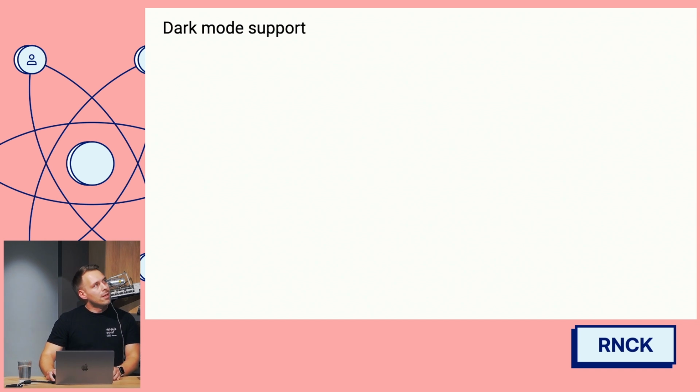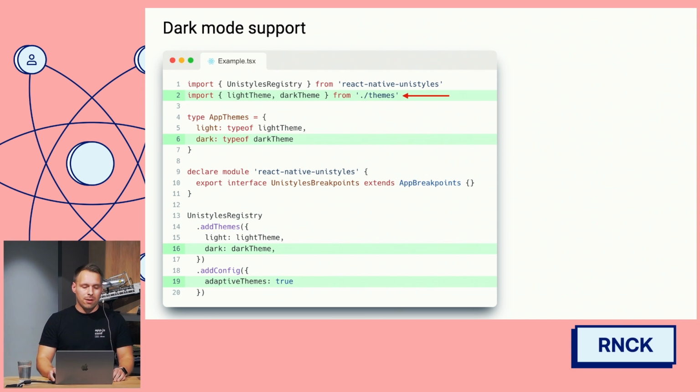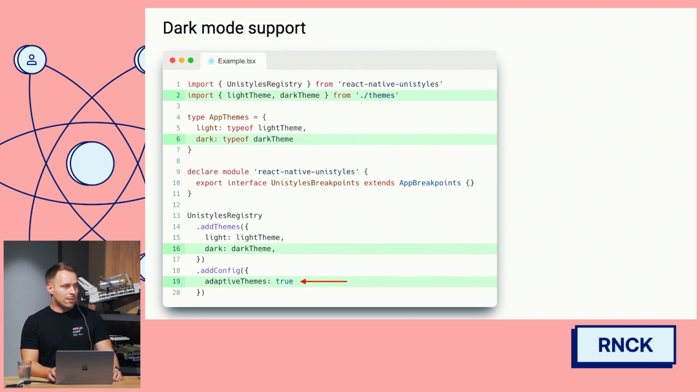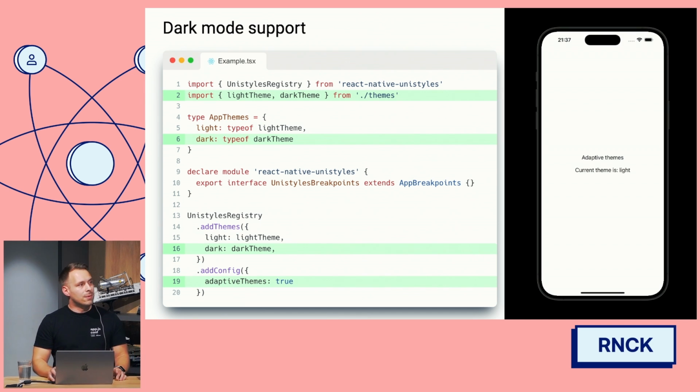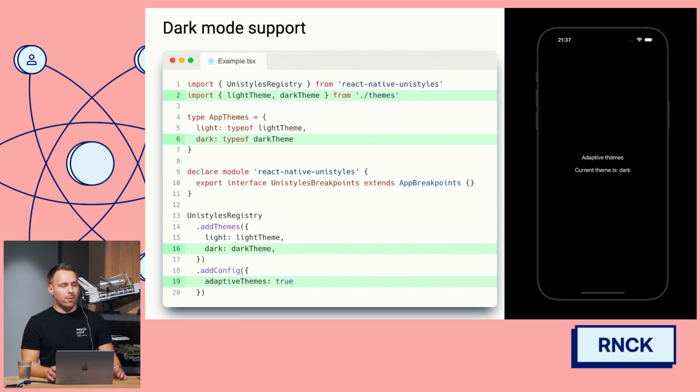Okay, what about dark mode support? It's also easy. Just create a second theme, a dark theme, register it with a unique name, dark, and add it to your themes. You can have as many themes as you want, and you can enable adaptive themes. Adaptive themes means letting Unistyles manage your themes by looking at the device color scheme. And with that, with no additional line of code, you have auto support for dark mode.